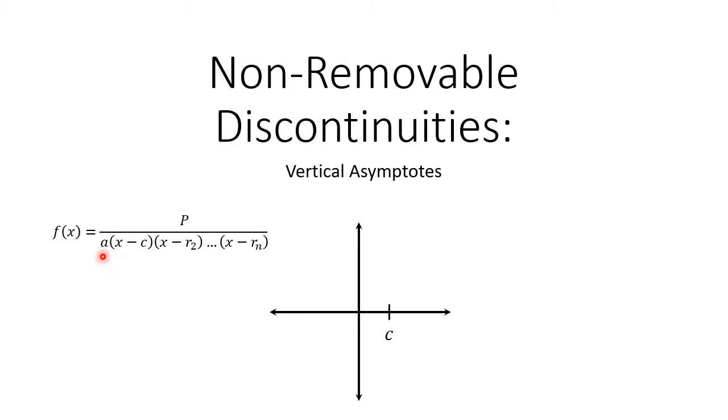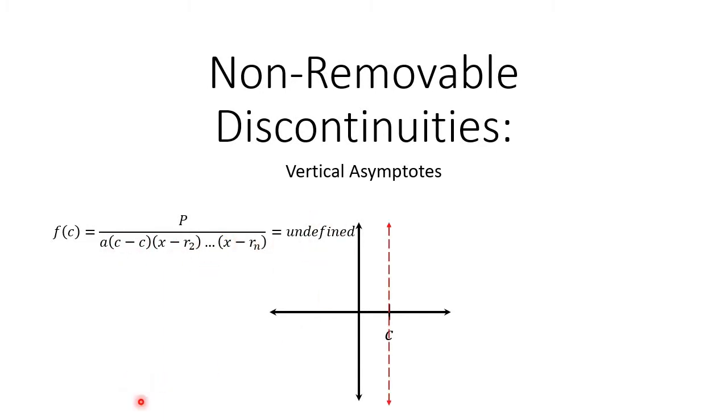So the leading coefficient a has been factored out, and then I have a bunch of factors of the form x minus c, x minus r2, all the way up to x minus rn. So there are n factors here, n zeros. I'm looking at one of the zeros, c, the very first one. When you plug in c, f of c, you'll have c minus c, which equals 0. And when you multiply the entire denominator by 0, you get 0, so it'll be undefined.